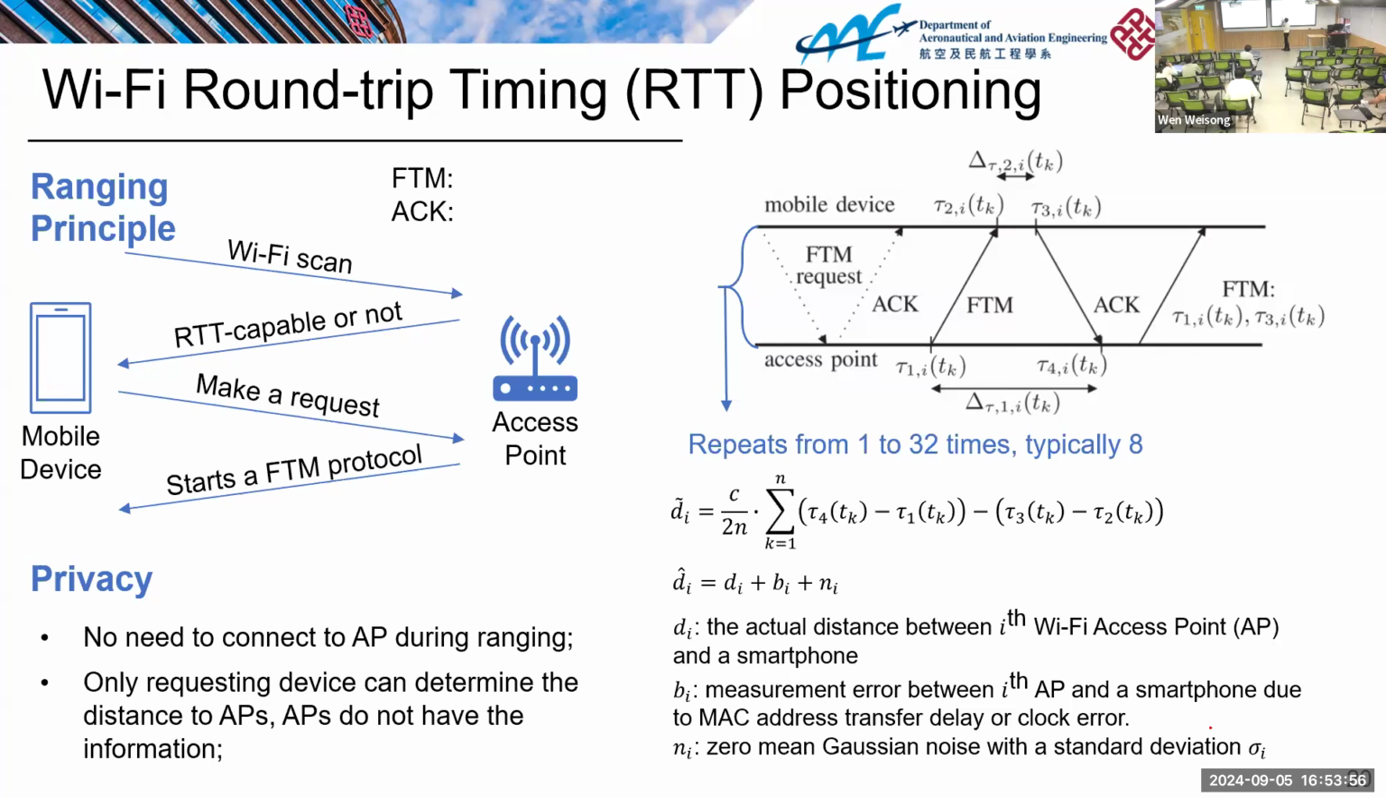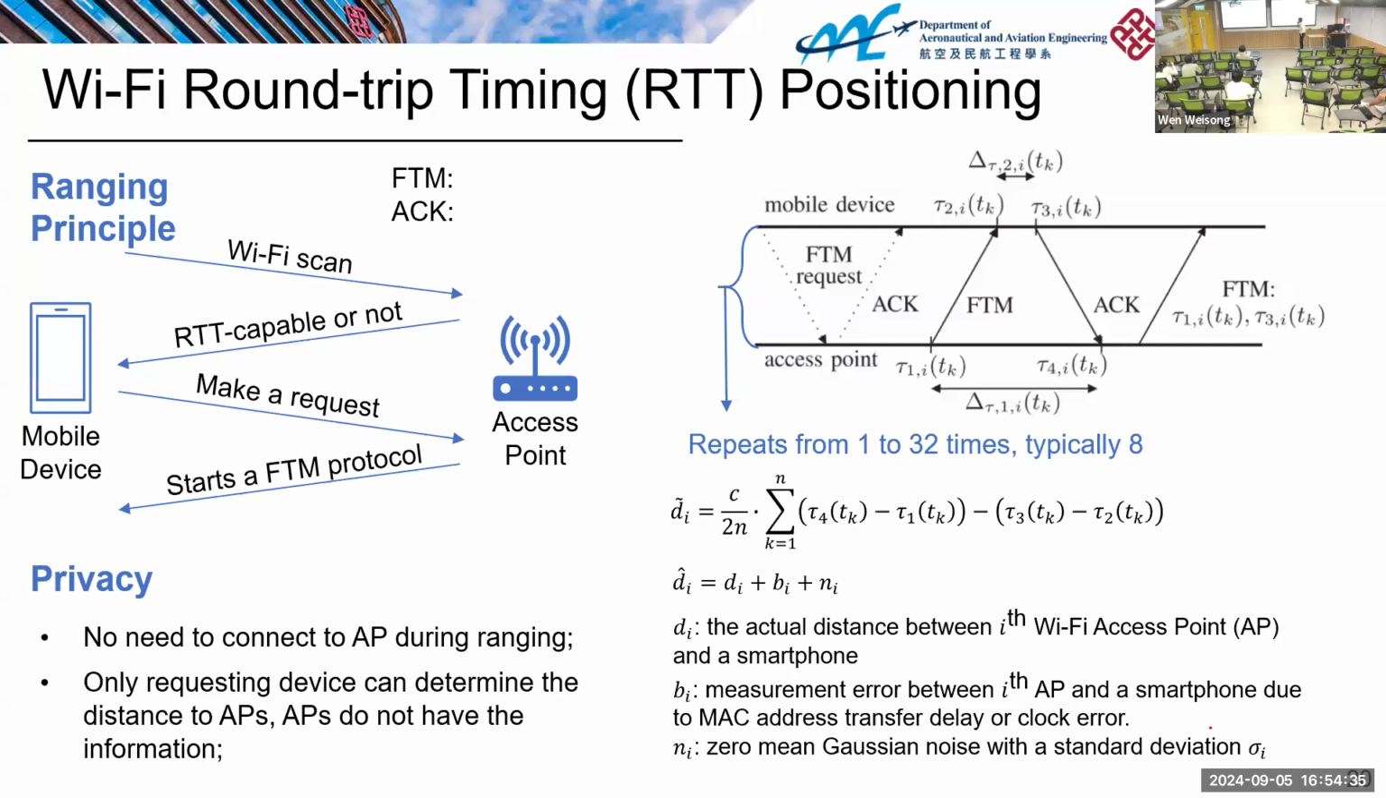FTM means fine timing message, but no need to remember this. By finishing 2 rounds of communication, it can directly tell you the distance from the access point to the mobile device. Again, first the smartphone sends the Wi-Fi scan to the access point, the router, to ask whether it has the Wi-Fi RTT functionality. If yes, it goes through these 2 components. If there is no RTT function, it stops and does not make the 2 requests.